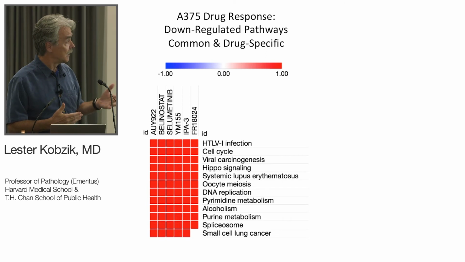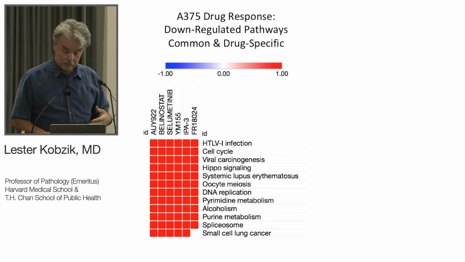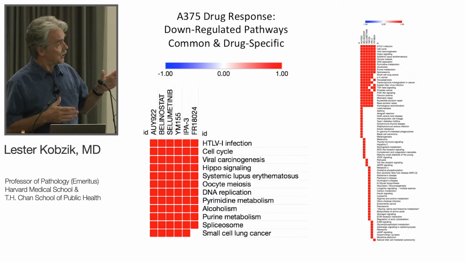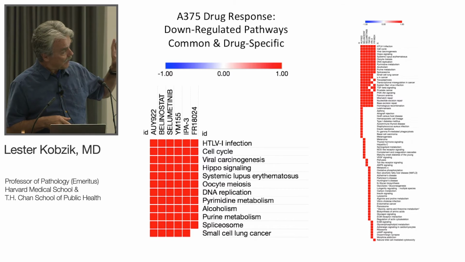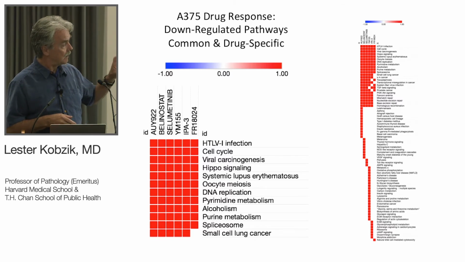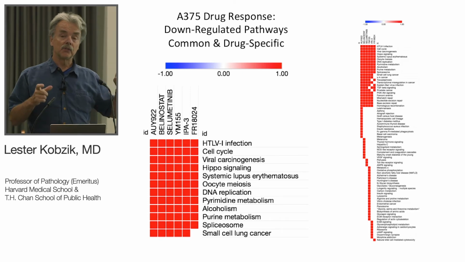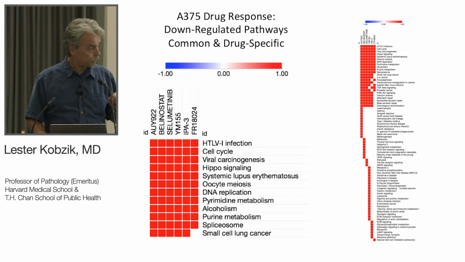Here's a panel of agents tested with the melanoma cell line, and these are down-regulated. But if we look at, and you can't see the names of the pathways, but the message is that while they share some pathways, each drug has some distinct individual effects that you can use to discriminate their biology, or you could use to discriminate unknowns.